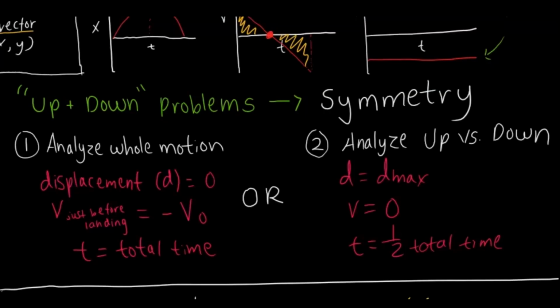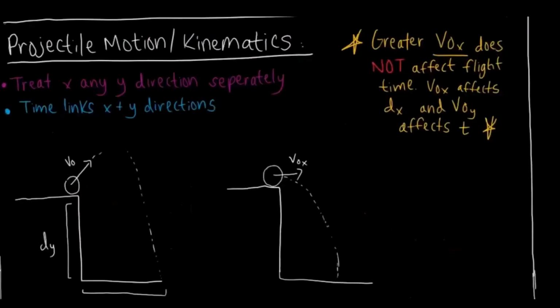Or you can just analyze just the up portion or just the down portion, in which the displacement would be max. The velocity would be 0, since when it reaches its apex, that would just stop, and then time is just half the time. All right, so the final thing we're going to cover is projectile motion in terms of kinematics.